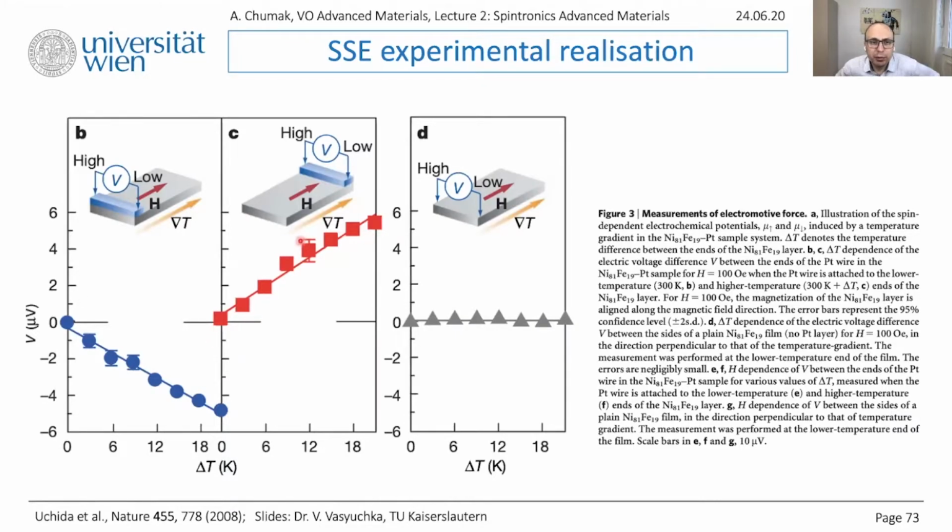So that was a very simple detection, and in order to prove that this is really a spin Seebeck effect, not just a thermocouple, they also performed an additional experiment where they measured the voltage potential between the sides of the permalloy without using platinum, and as you see, there was no voltage detected.